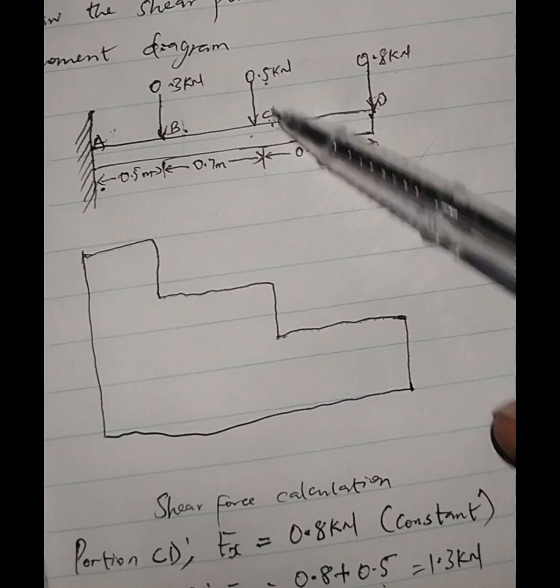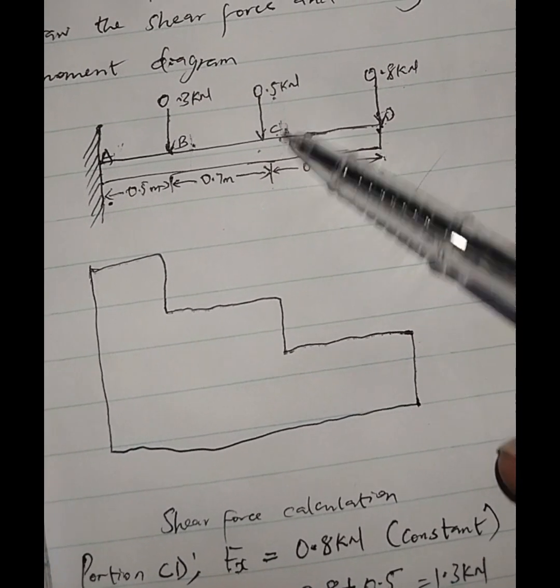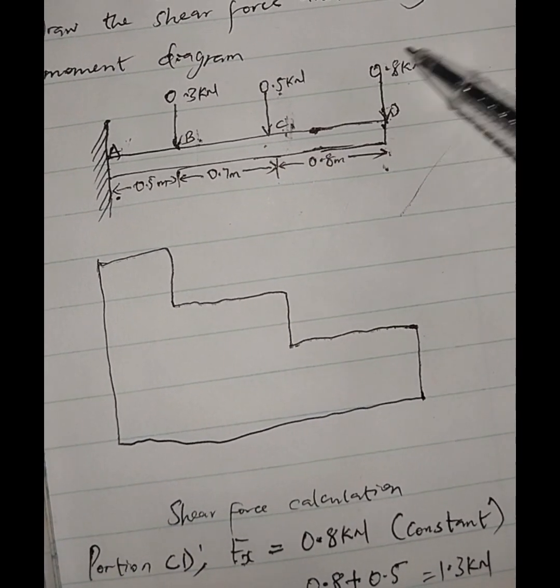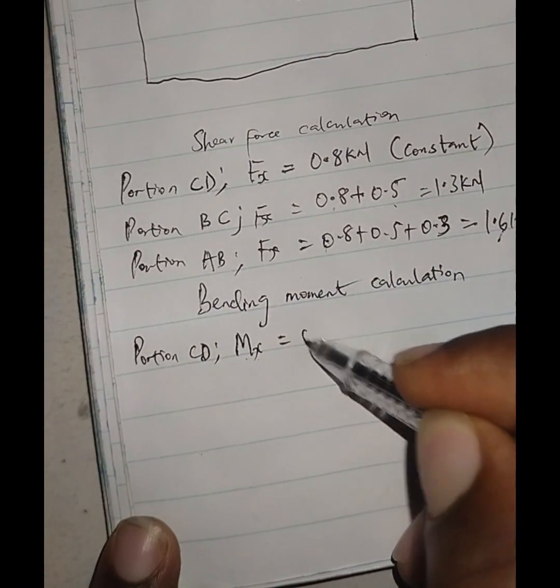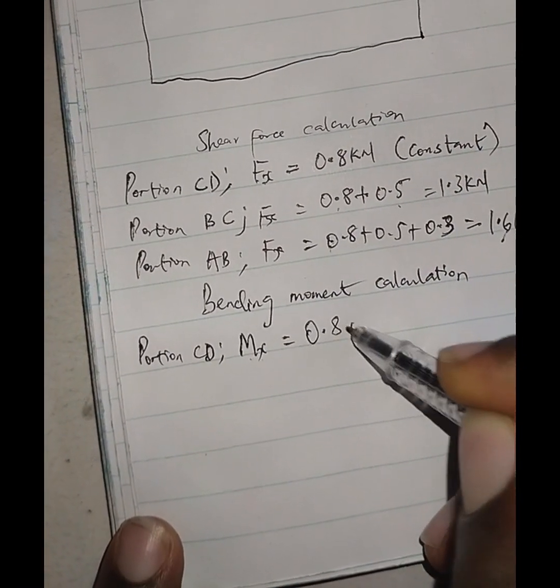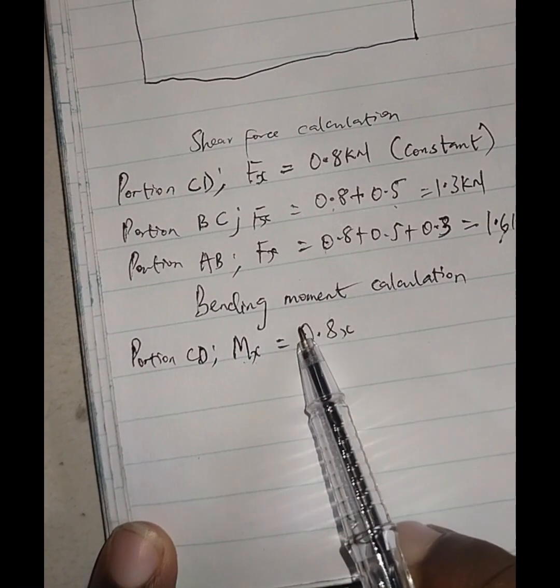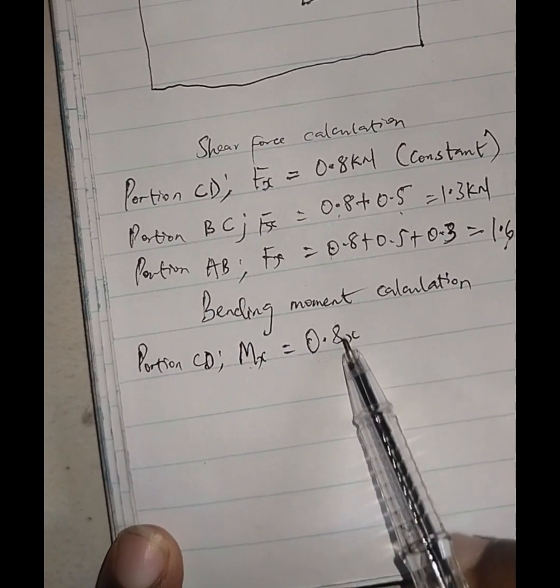So now you're generating a formula, because like I said, you block this place as if you're not seeing it again. So you are only seeing this 0.8. So we'll write 0.8 x, because this is the force, and x is the distance.